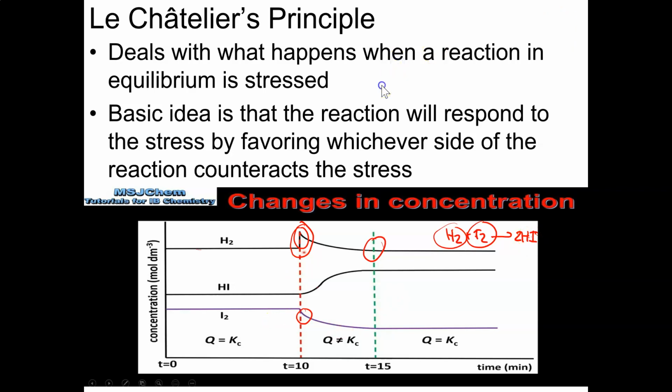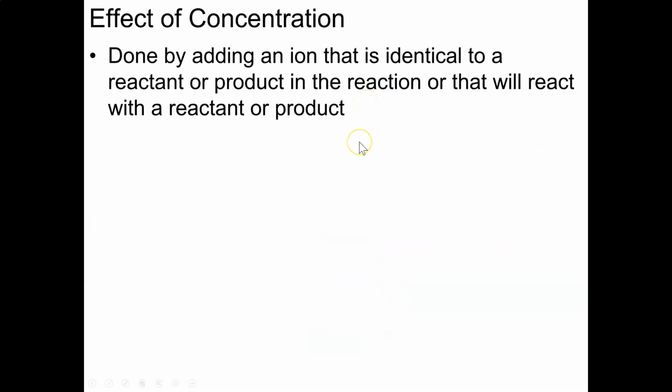So here are your principles. Effective concentration changes are done by adding an ion that is identical to a reactant or product in the reaction, or will react with a reactant or product. So those are your possible scenarios for that. Let's talk about the different things. One, decreasing concentration. Whatever side you decrease, the reaction is going to counteract that by making more of it. For that previous example, let's say I decrease the amount of hydrogen. What's the reaction going to do? Make more of it. So it's going to shift in that direction and make more of it.